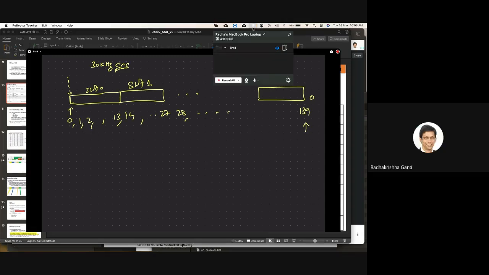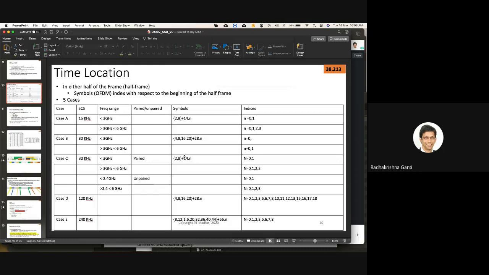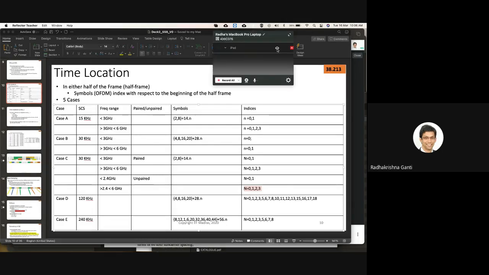Yes. Okay. Then they give the formula for which OFDM symbol the SS block starts at. For example, in case A, let me just copy this and I will explain. n is equal to 0, 1, 2, 3. Let's look at case C, 30 kilohertz, the 3.5 gigahertz unpaired spectrum, that's the TDD spectrum. So this is the formula: 2, 8 plus 14n, and n = 0, 1, 2, 3.